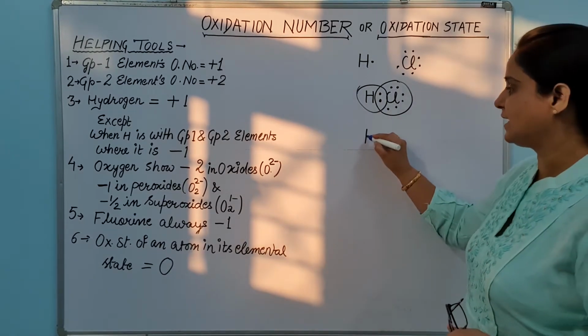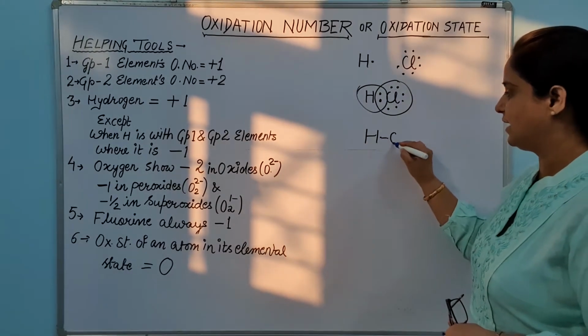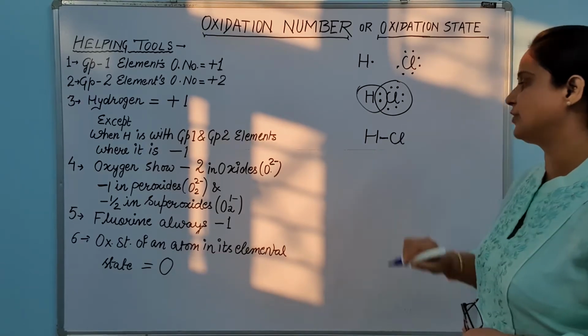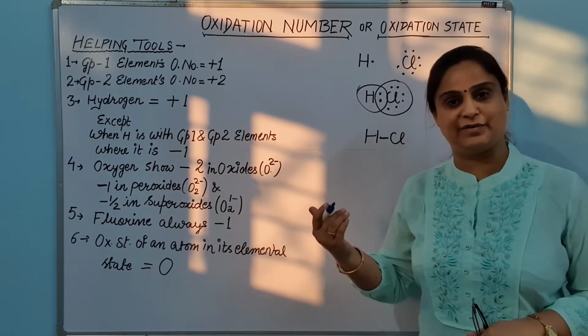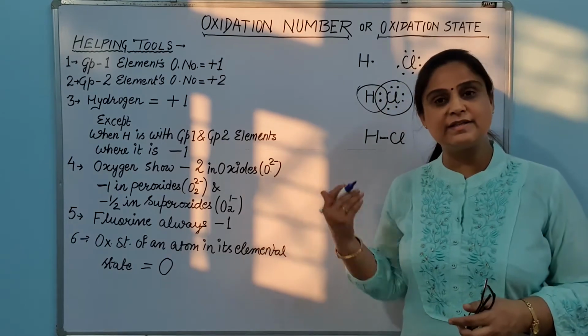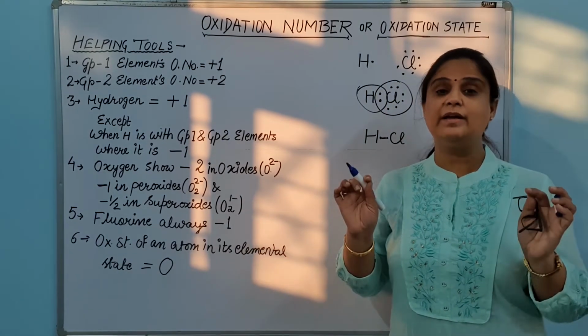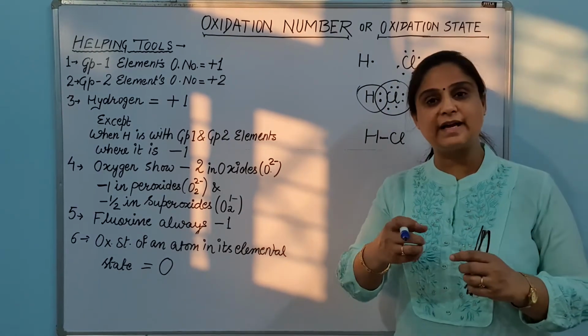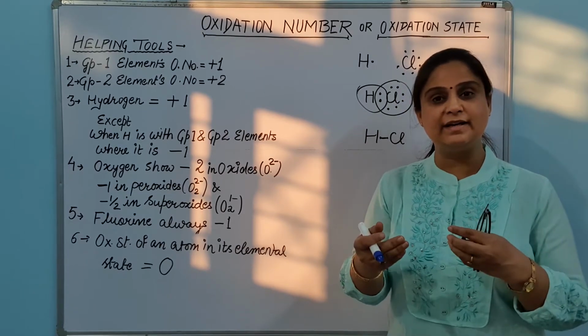So this is HCl, and this single bond which I am showing here is indicating sharing of electron. So should we consider this type of bond as a purely covalent bond where no one is dragging the electron to either side? No.